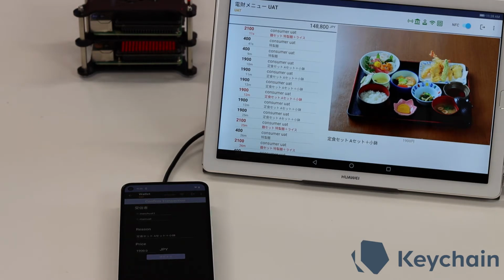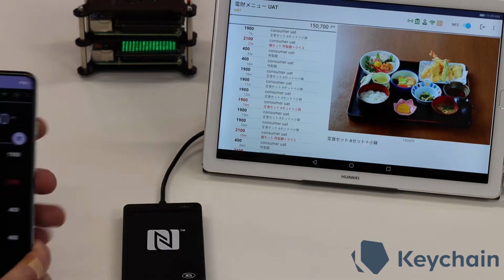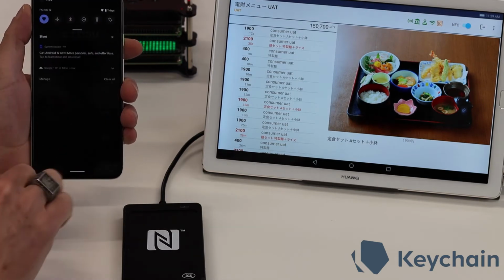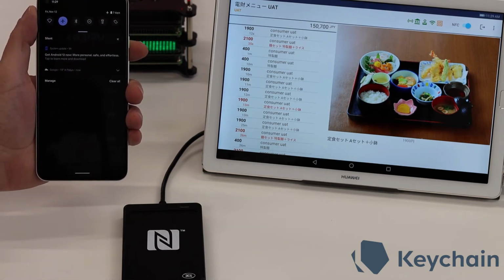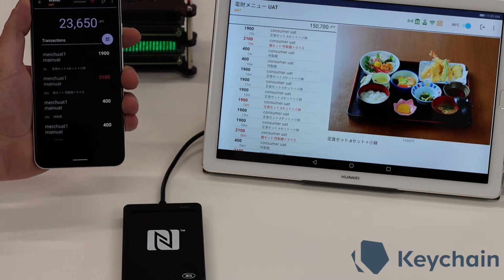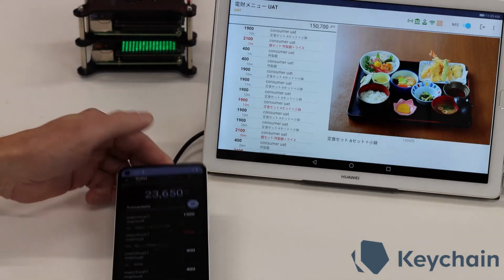And to demonstrate, again, a successful transaction, we'll try 1900 and show that the transaction is now approved by all three devices. Okay, so we're going to repeat that sequence, but now we're going to take the consumer offline. We'll simulate that by putting the device in airplane mode. And we're going to retry the same three transactions.